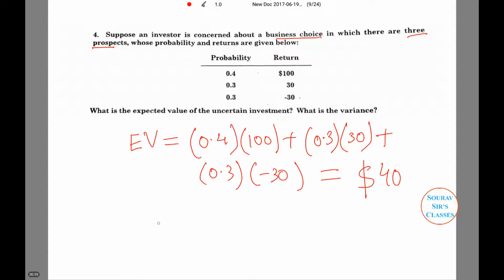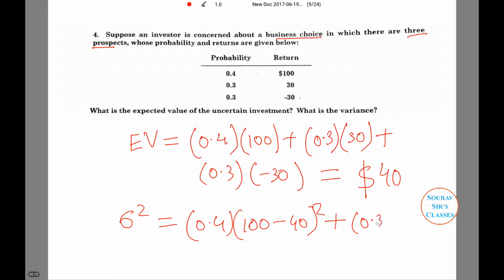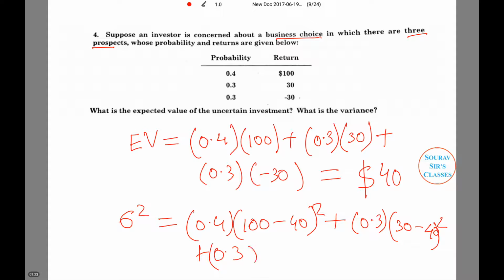Similarly, for the variance, which is equal to sigma square, we can calculate sigma square equals 0.4 into (100 minus the mean, which is 40) whole square, plus 0.3 into (30 minus 40) whole square, plus 0.3 into (minus 30 minus 40) whole square, and this comes to $2,940.